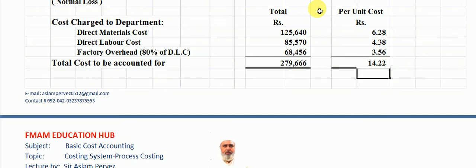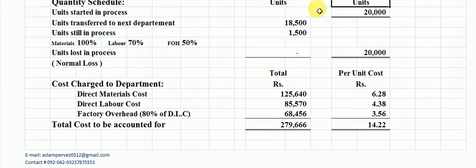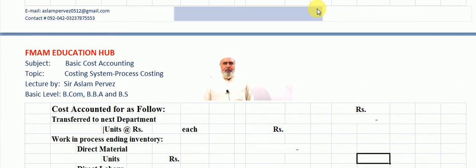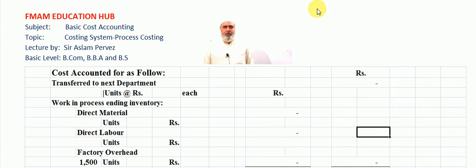Students, now we move to the third section, cost accounted for as follows, in which we have to put firstly the commodity units which are transferred to the next department, which is 18,500, and the per unit cost is 14.22. So this is the amount.